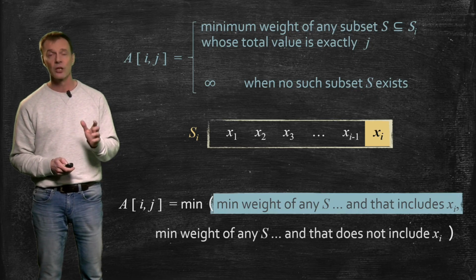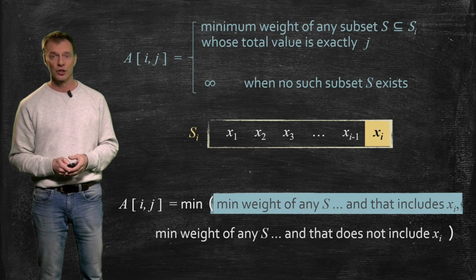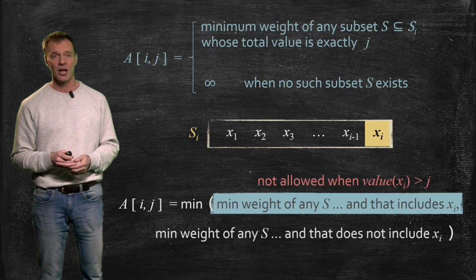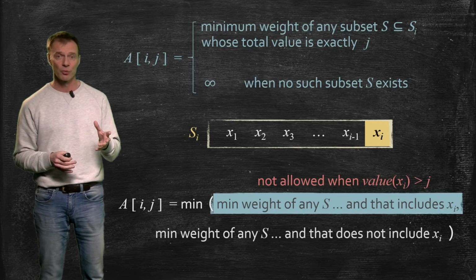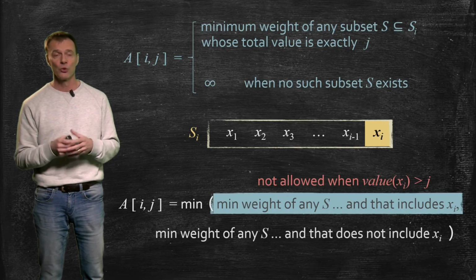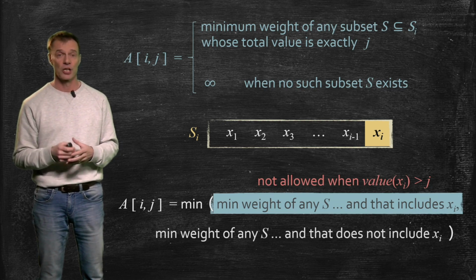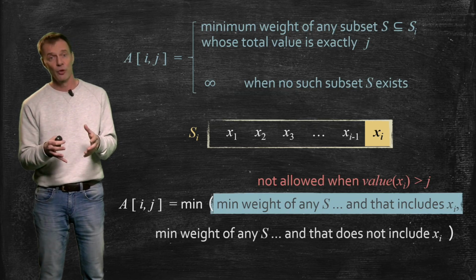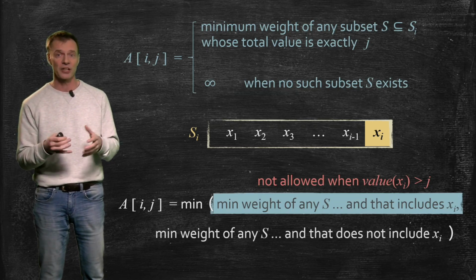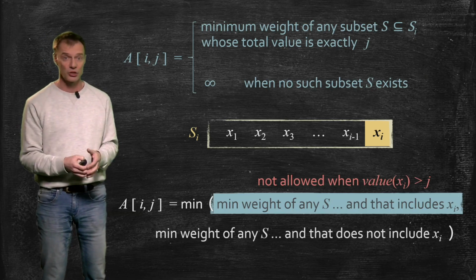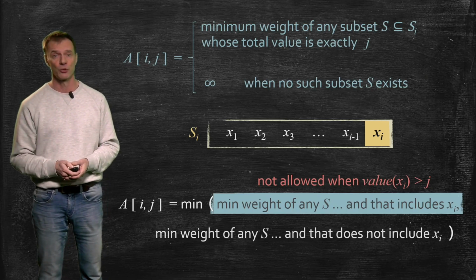So also here we have a nice recursive formulation for aij. Okay. There's one slight detail that we have to take into account, which is the following: if we want to include xi, that's only possible when the value of xi is at most j. Because if in total we want to get value exactly j, we cannot include an item whose value is more than j, because then it will no longer be possible to get a solution.